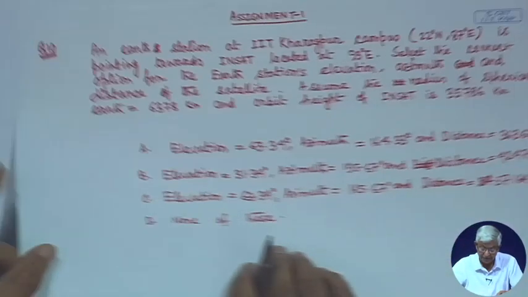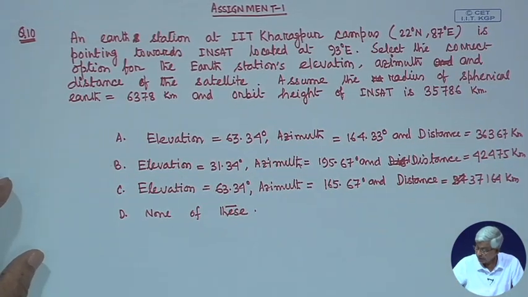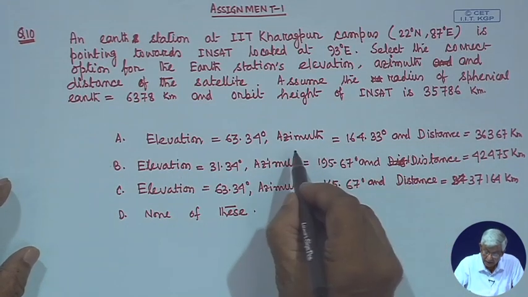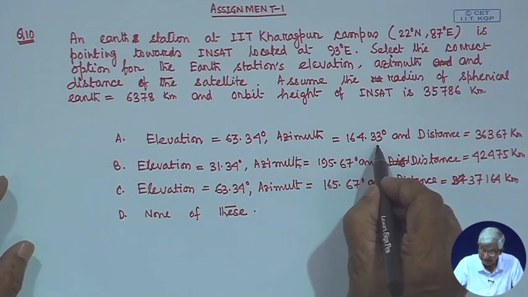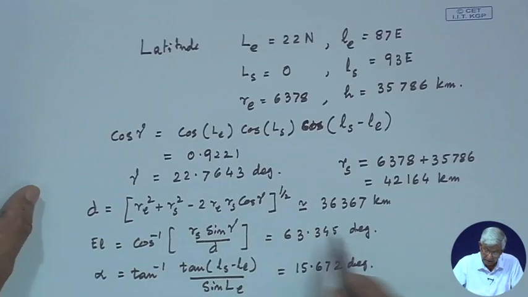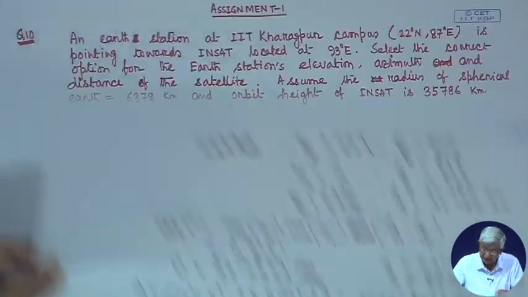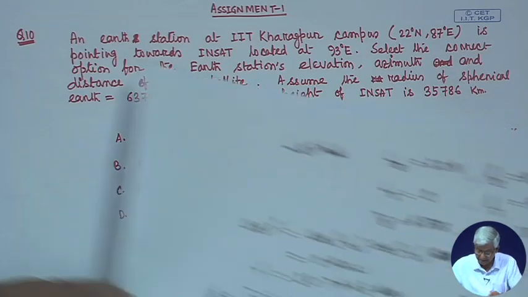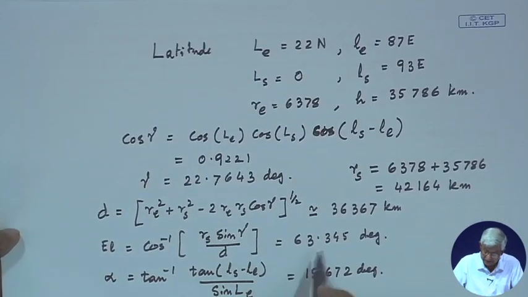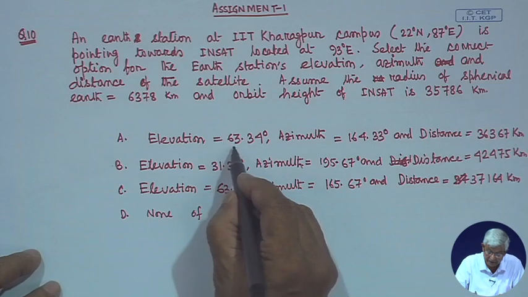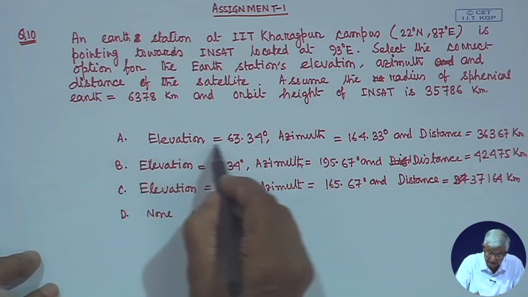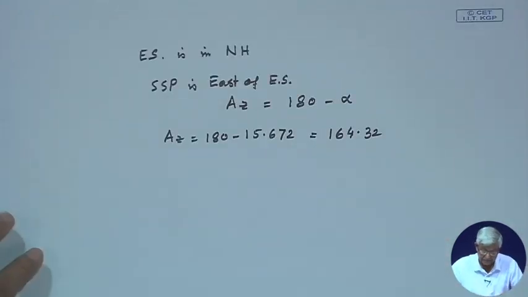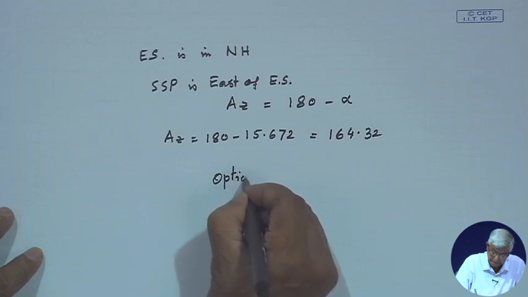And let us look at the options. Option wise we got azimuth 164.33 nearest, distance 36367 in one of the options, same option distance is 36367, and elevation we got 63.34 degree. So, this option A seems to be correct. So, the answer is option A.